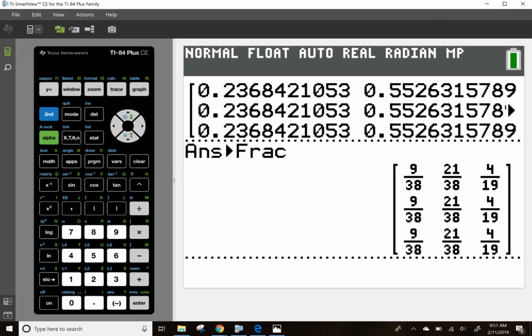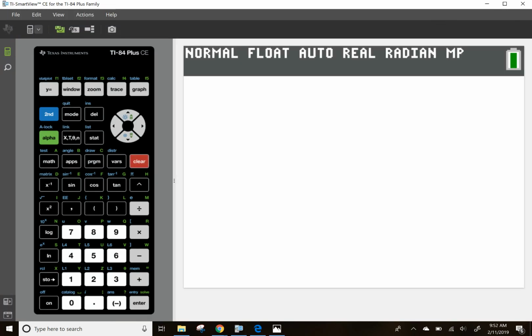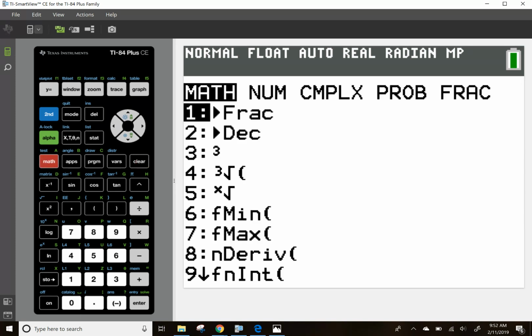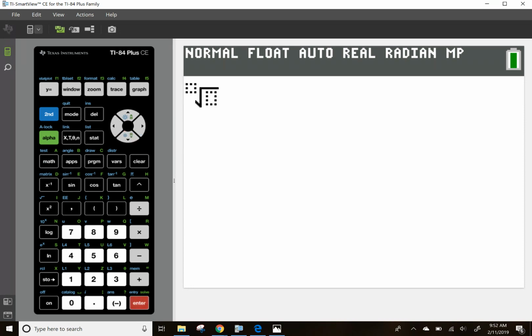So let it load. To type that in, you'd go to the math key. If you look down, I believe it's the fifth option here, it says X root. If you select that, it'll let you choose which root to use. Now, of course, we're using the fifth root in our problem, so I'm going to type 5. So it'll do the fifth root.